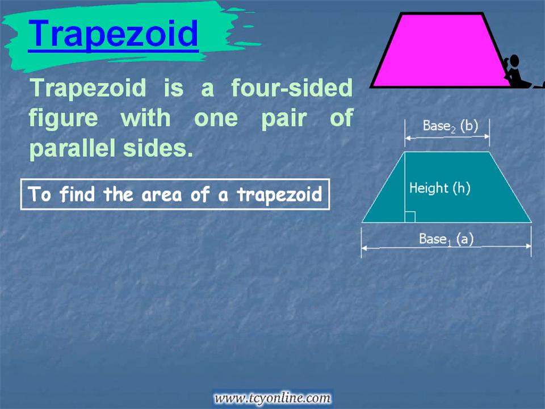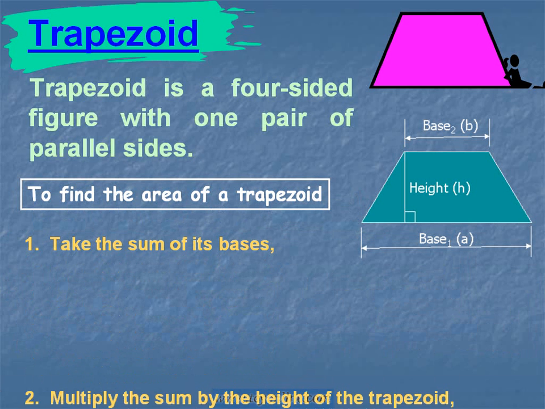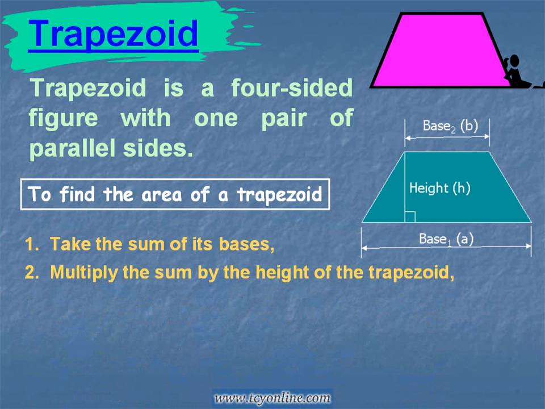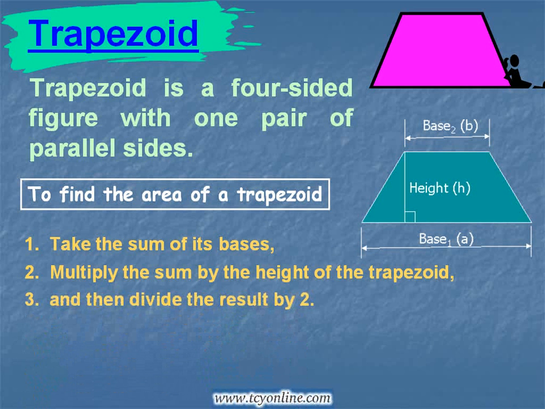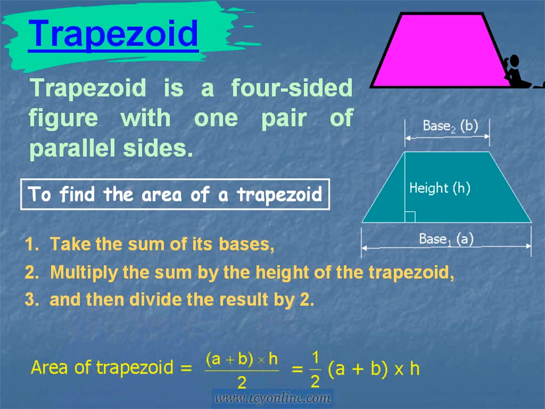Look at the figure. Here, two parallel sides represent two bases, A and B. Now, very first step is to take the sum of these bases. Second step is to multiply this sum with the height of the trapezoid. And the last step is to divide the whole result by 2. So the formula to find area of trapezoid is half times sum of two bases times the height.